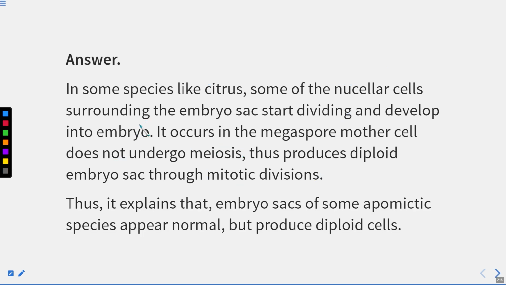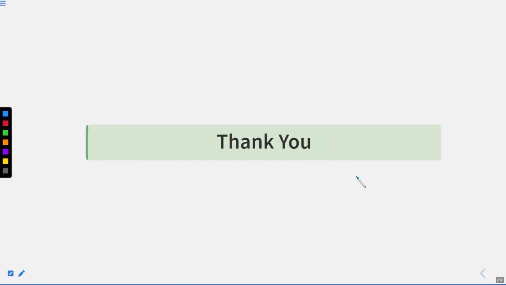Alright, so this is clear. So thus it explains that embryo sac of some apomictic species appear normal but produce diploid cells. They are producing diploid cells. There is no meiosis happening here. Here you can see the nucellar cell is giving rise to the embryo sac which is diploid, and the embryo sac then forms the diploid embryo. This is happening with the help of mitosis.